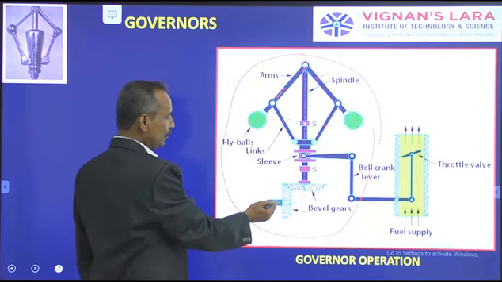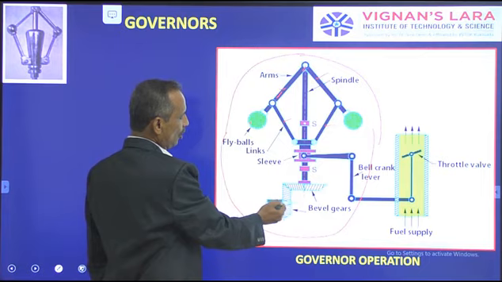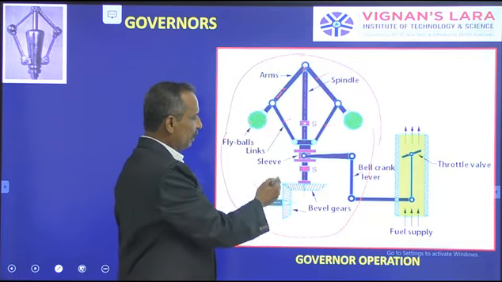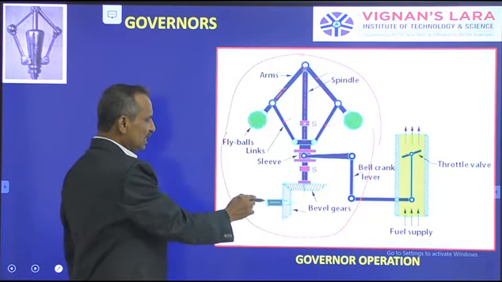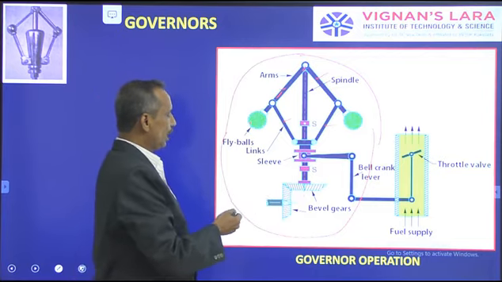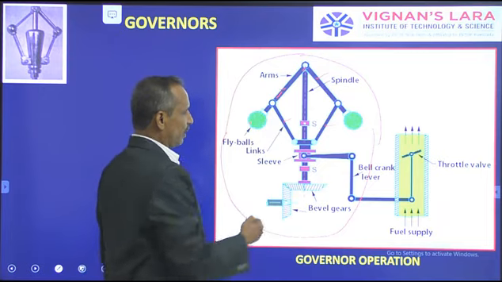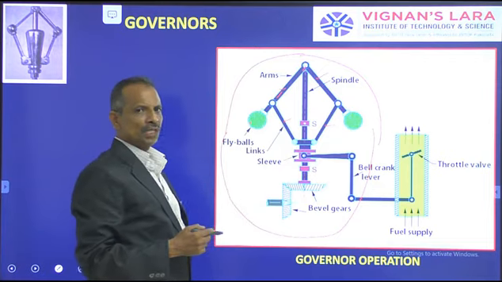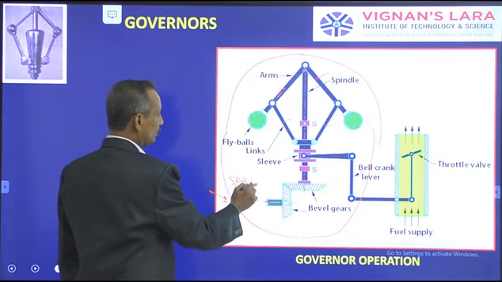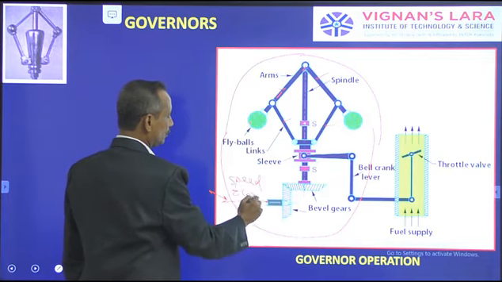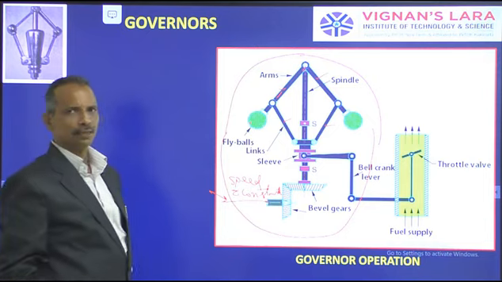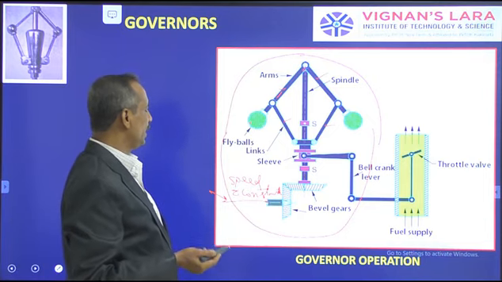So this is an engine which is coupled to here. And at the end of the engine shaft, there is a bevel gear. That means this is actually an output of a particular device or a particular engine which you are working with. So my objective is to maintain the speed of this engine constant. This speed should be constant. So how can I maintain that speed constant?